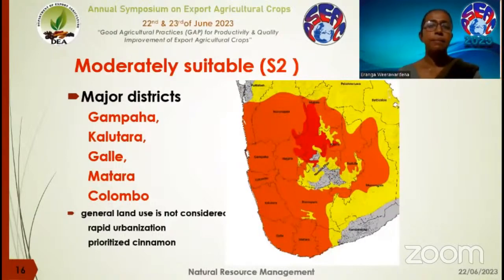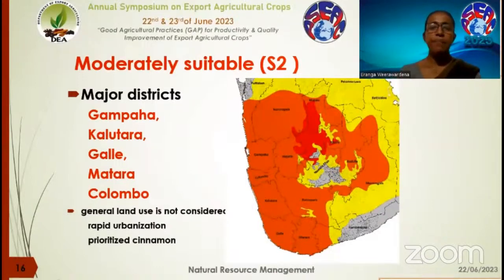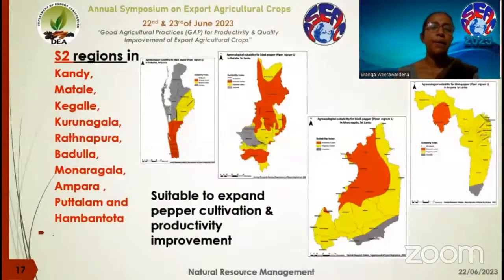But this contains major districts such as Gampaha, Kalutara, Galle, Matara, and Colombo. In this map, the general land use pattern of the area is not considered. We have to consider the rapid urbanization in these districts, and also prioritize other cultivations in these districts in our future development programs. But S2 regions in Kandy, Matale, Kegalle, Kurunegala, Ratnapura, Badulla, Monaragala, Ampara, Puttalam, and Hambantota can be used, because they are suitable to expand black pepper cultivation and productivity improvement programs in future.